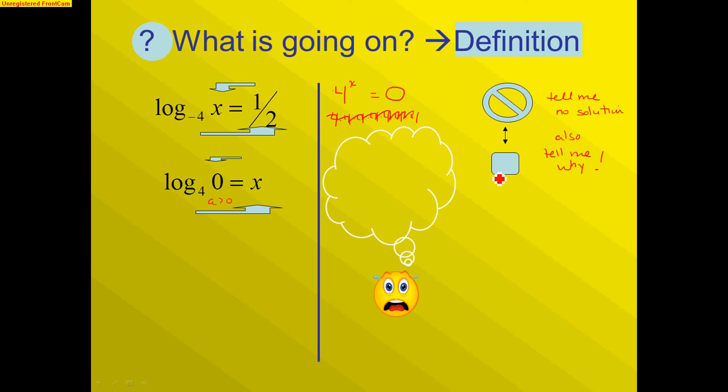This time you say no solution, and you say the argument must be greater than zero. Or you can say the argument is zero and that's not allowed. Whatever you want to say. Can't raise 4 to an exponent and get 0. Therefore, no solution. Argument must be greater than 0.